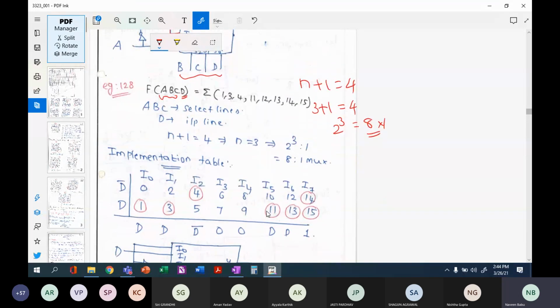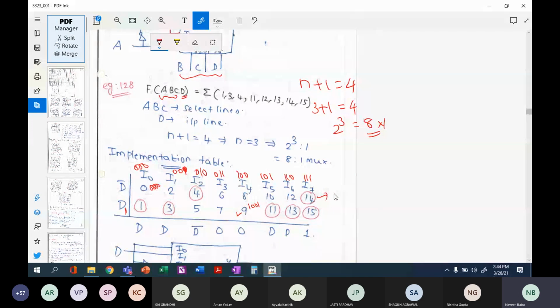If D is your input, please remember that this corresponds to 0 0 0, 0 0 1, 0 1 0, 0 1 1, 1 0 0, 1 0 1, 1 1 0, and 1 1 1. Now, how do you find out the cell value here? This cell corresponds to 0, 0, 0, 0. Maybe randomly I will take this particular cell. This cell corresponds to 1, 0, 0 and D is 1 here. So 1, 0, 0, 1 corresponds to 9.